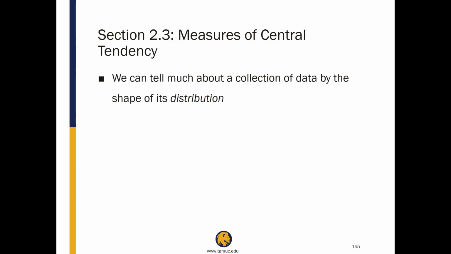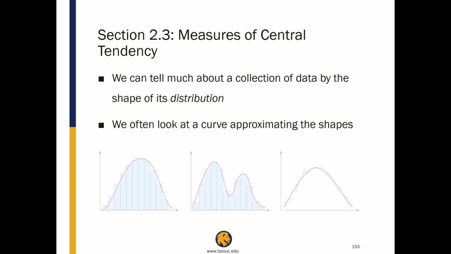So up to this point, we've looked at the shapes of graphs using things like bar graphs, histograms, and so forth. That can give us a sense of how the data is spread out. And they use the word distribution to describe this feature. So we look at the shape of the distribution to get an idea about what's happening with the data. And a lot of times we'll look at a curve approximating the shapes that we see.